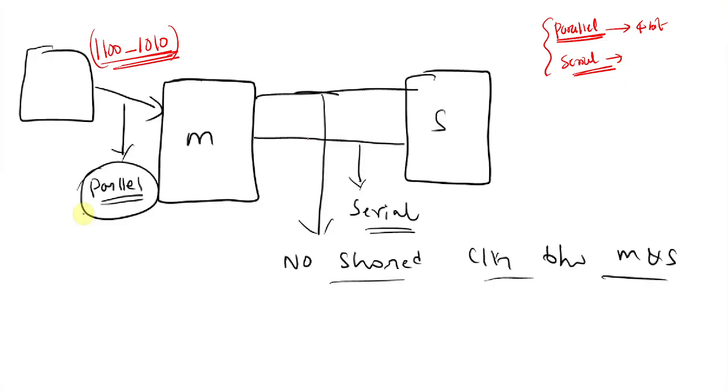Serial communication means you are sending one bit at a time from master to slave. There is no shared clock between the master and slave. From the master, you are getting the signals in parallel, and to the master from the other peripheral, you are getting parallel data. But if you want to communicate between master and slave, it is done serially. This is serial communication.